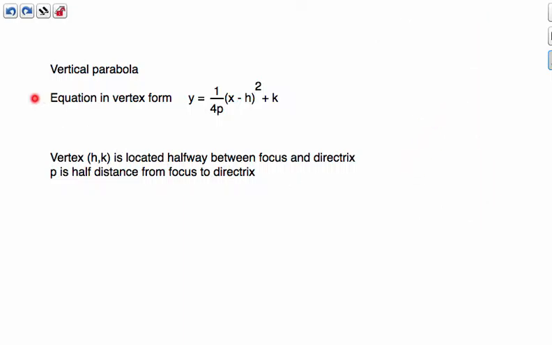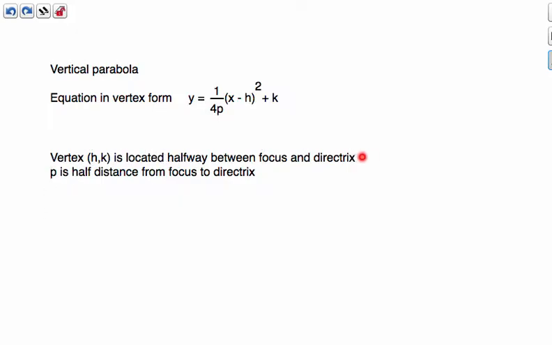And here's the equation of a vertical parabola in vertex form. y equals 1 over 4p times the quantity x minus h, quantity squared, plus k. In order to write this equation, you need to obtain p, h, and k, those three values. (h, k) is the vertex. The vertex of the parabola is located halfway between the focus and directrix. And p is half the distance from the focus to the directrix.